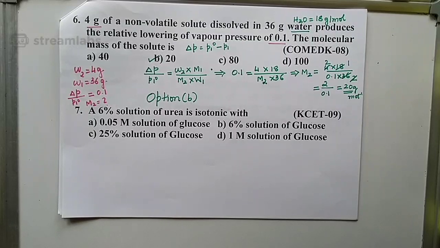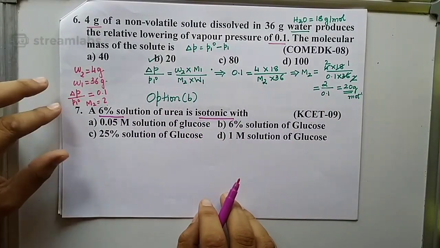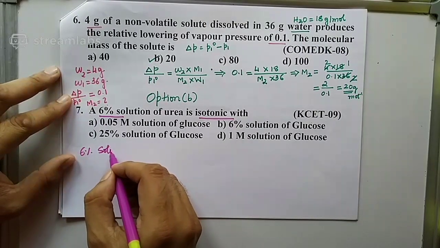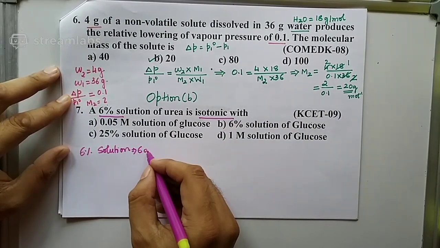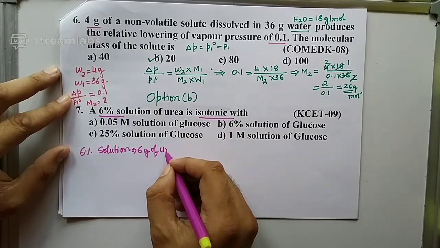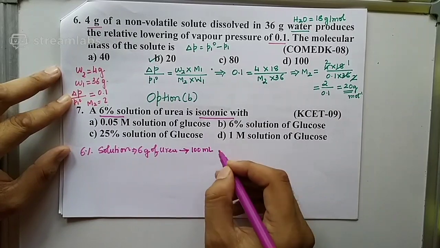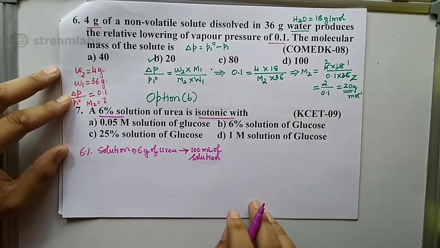Okay. We shall look into question number 7. Question number 7 given is a 6% solution of urea is isotonic with. So now let us know what is 6% solution. 6% solution means 6 gram of urea is dissolved in sufficient solvent so that 100 ml of solution is present. I think this point is clear, students.